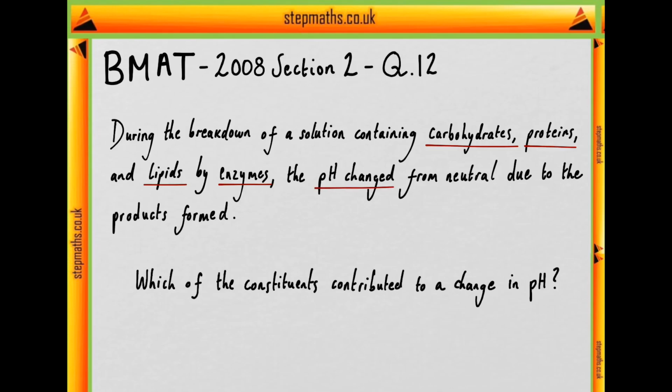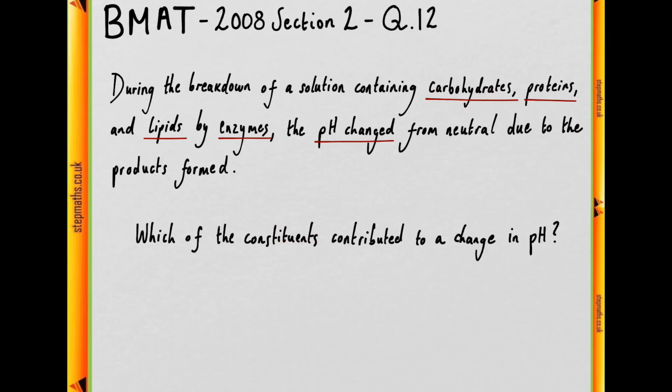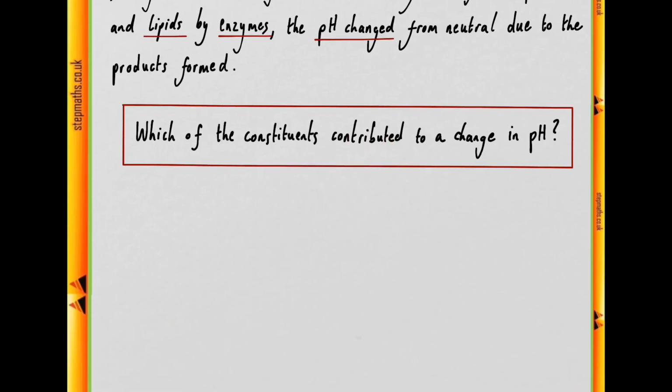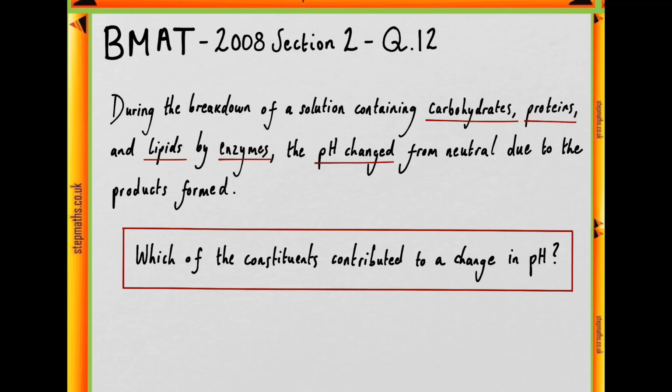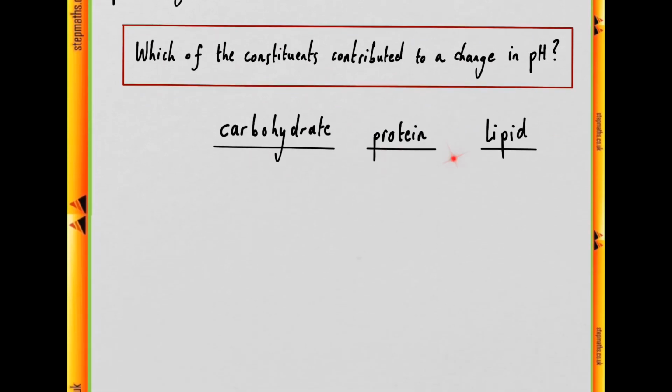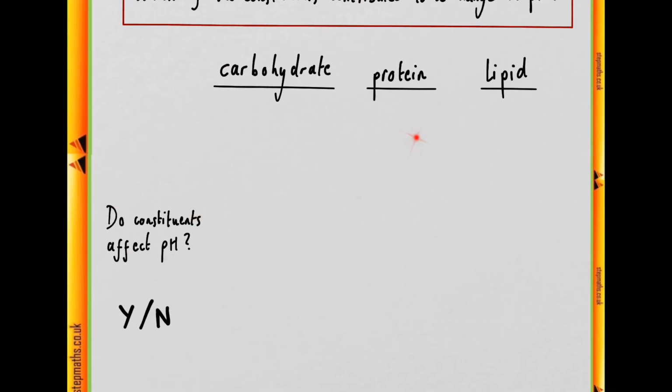So we're asked the question, which of the constituents of either carbohydrates, proteins or lipids contributed to this change in the pH? Okay, so we have to think about what the constituents of carbohydrates, proteins and lipids are, such that when they're broken down by enzymes, they may or may not affect the pH, which changed from neutral to something else. Well, let's think about what carbohydrates, proteins and lipids are first. We should know, and in order to do this question, we'll have to work out what the basic particles which make up carbohydrate, proteins and lipids are, and then we'll know whether they affect pH or not.